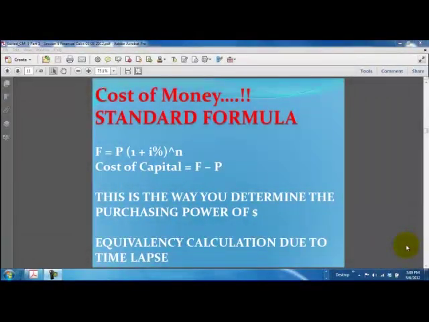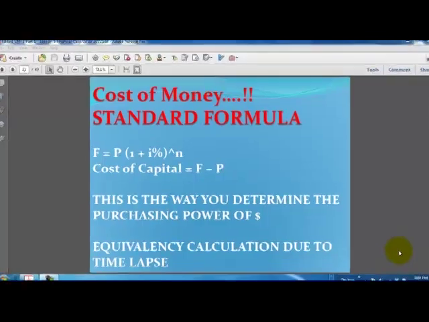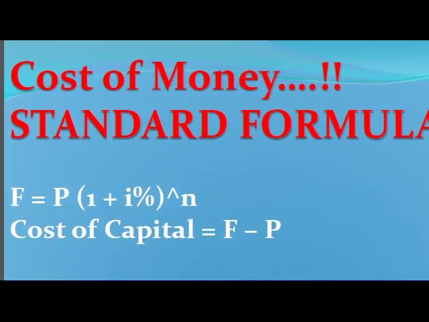Today's lesson is going to concern the cost of money for construction. Basically, in the construction industry, we purchase very large pieces of equipment, and we have to determine how much money we're going to put away each year to assist in developing that. So it's very important that we understand the cost of money. And in this particular case, the cost of capital is the future value minus the present value.